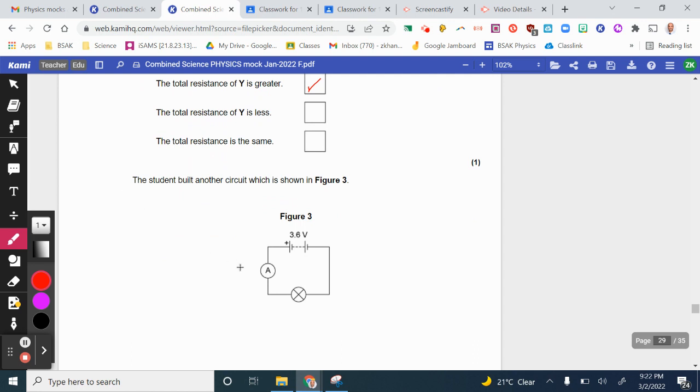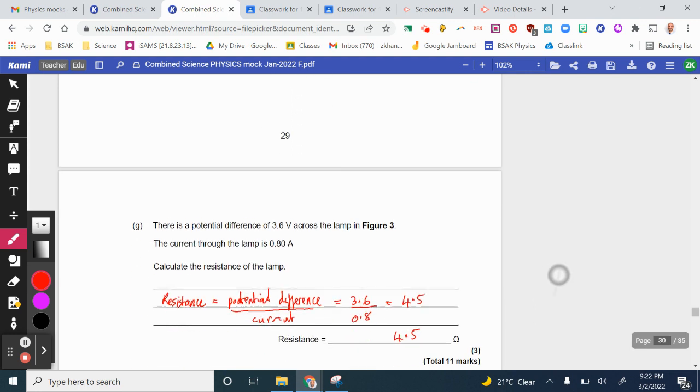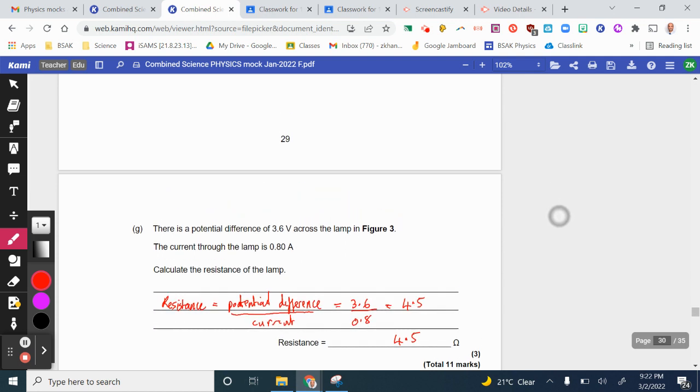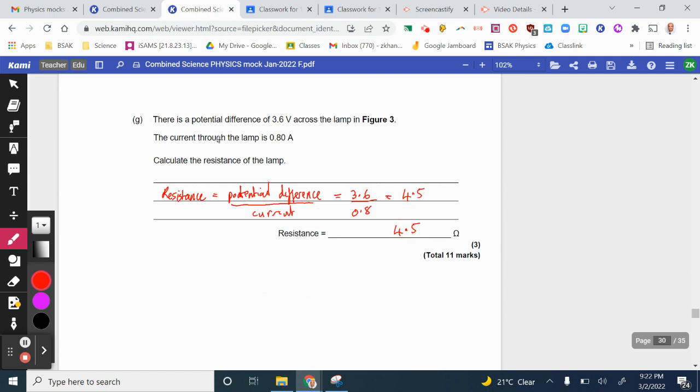And the student built another circuit. So here we have one light bulb inside that particular circuit. What we are asked to do is calculate the resistance of the lamp. And we know that 3.6 volts is around the lamp. And we know that if 3.6 volts is from the battery, it all goes through the lamp. So we know that's 3.6 volts here. We know that the current through the lamp is 0.8.